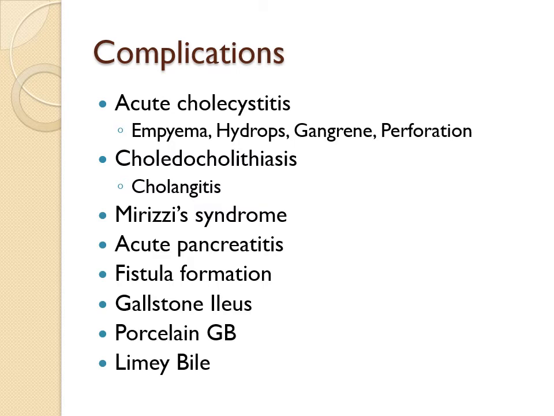Okay. So for complications of choledocholithiasis or gallstones, you can have the most common, acute cholecystitis, and from cholecystitis you can develop empyema, hydrops, gangrene, or perforation. As you have choledocholithiasis, or the gallstone migrated from the gallbladder to the common bile duct, and a complication of which you can have cholangitis. Then you have your Mirizzi syndrome. You can have acute pancreatitis, fistula formation, gallstone ileus, porcelain gallbladder, and limy bile.